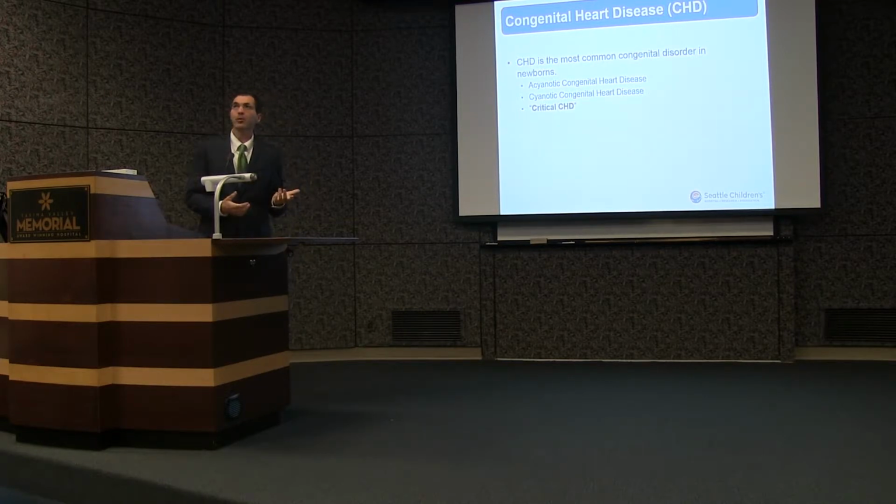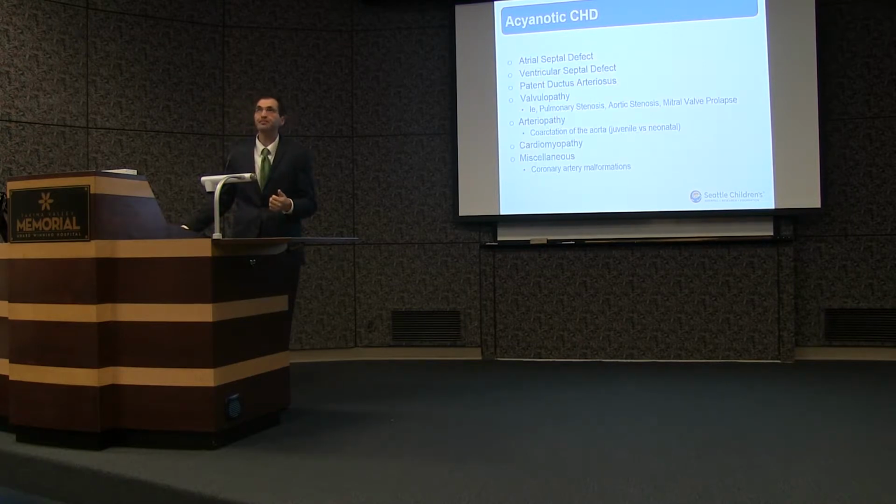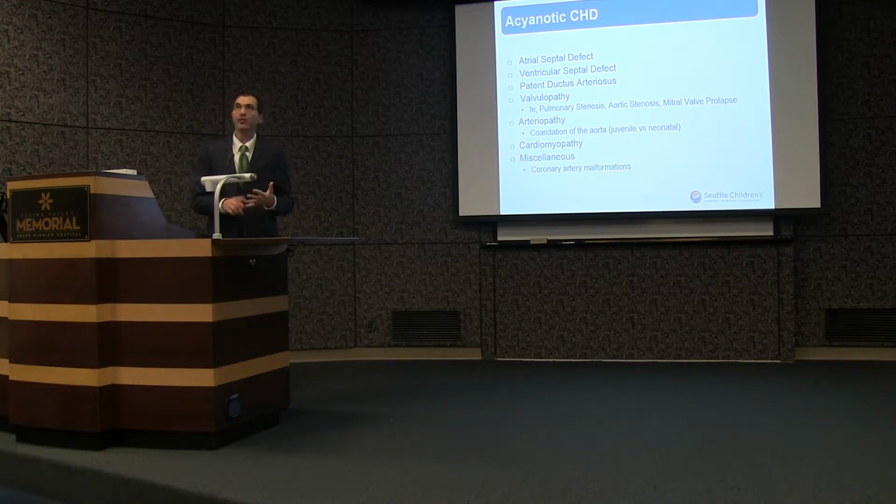So congenital heart disease is the most common congenital disorder in the newborn population. We break it down into acyanotic lesions, where the oxygen saturations are going to be normal, cyanotic lesions, and then the critical congenital heart disease. Some examples of acyanotic defects are ASDs, VSDs, patent ductus arteriosus. We could have valvulopathies, so pulmonary stenosis, aortic stenosis, so any pathology of one of the four valves. Arteriopathies, so we could have coarctation of the aorta, we can have an interrupted aortic arch.